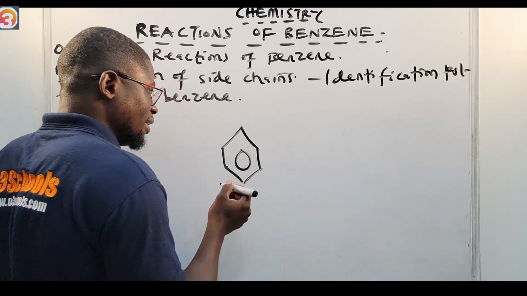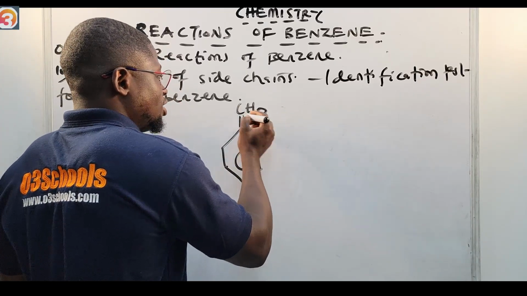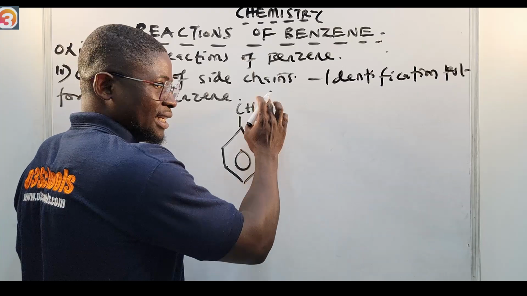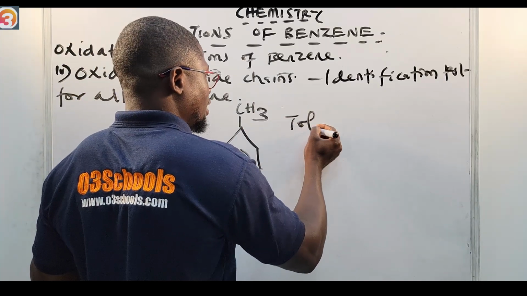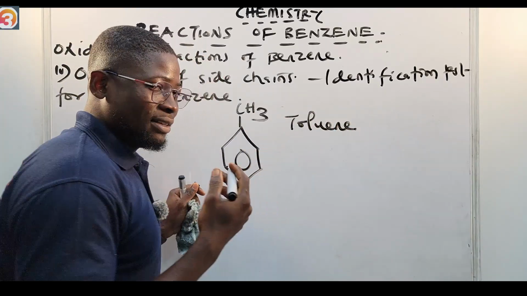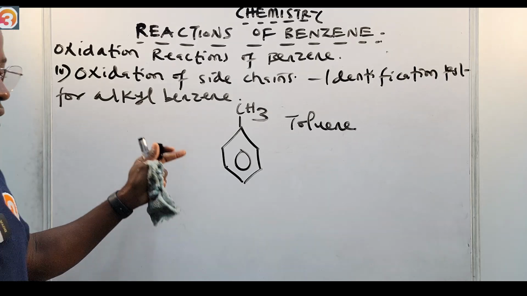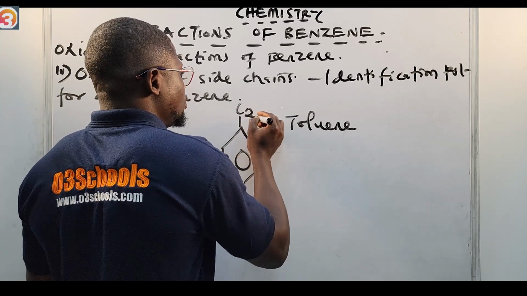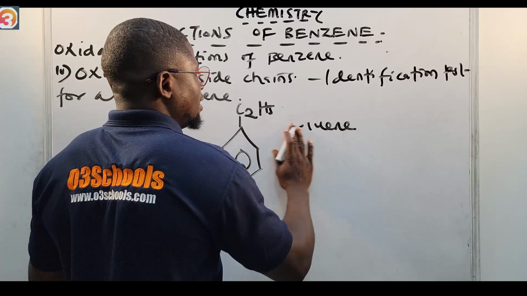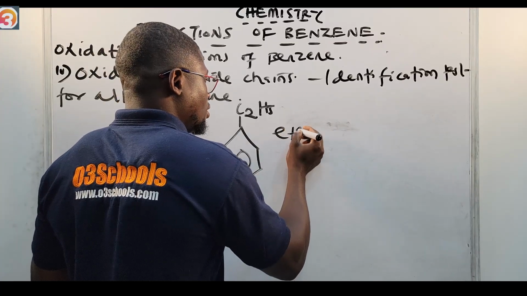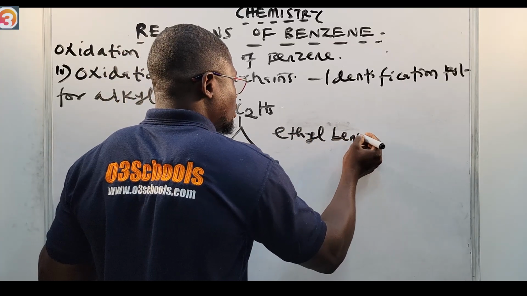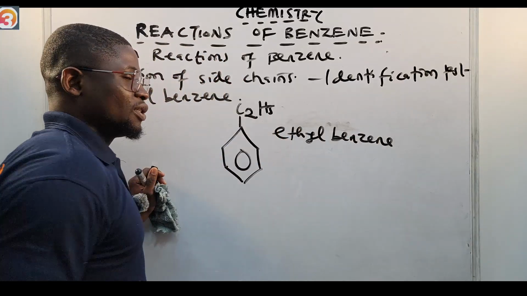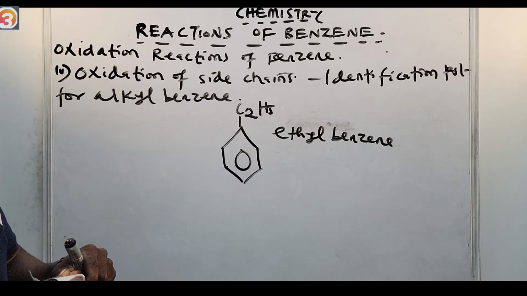It's a benzene ring. Let's say here this was CH3. Of course, you know that this one has a parent name. This is what? Toluene. If it is C2H5 here, it is called what now? It does not have a parent name, but of course, it's called ethyl benzene, because this is an alkyl group called ethyl. So that would be called ethyl benzene.